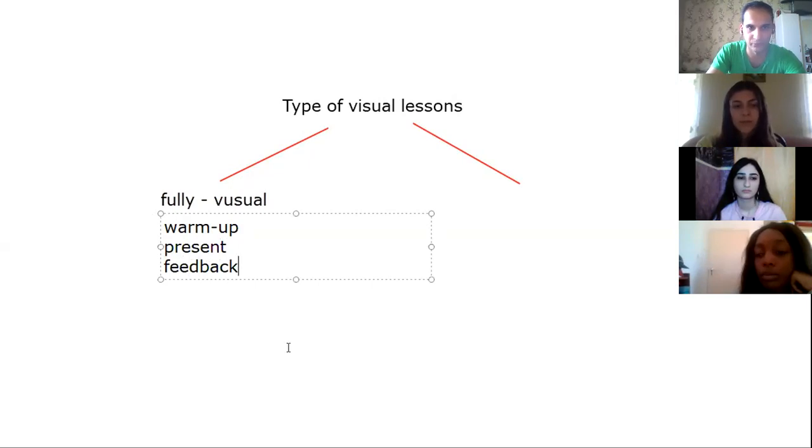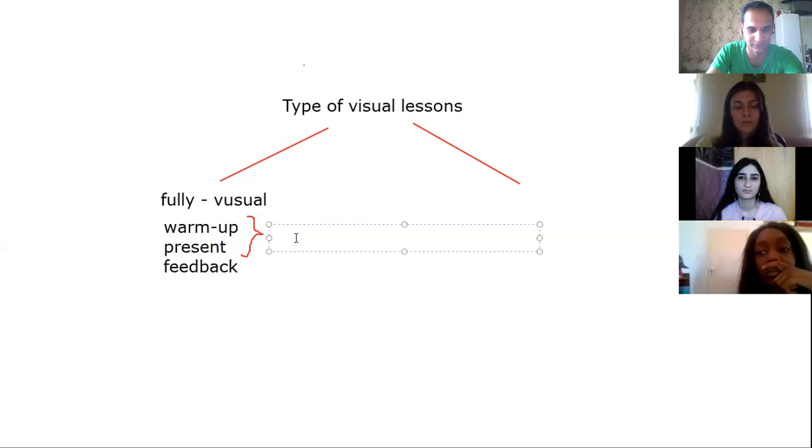In this type of lesson, warm up and presentation can be one. They can be visual, but for feedbacking, of course, I don't know if it's possible to have it visual. So feedbacking is a separate session, and warm up and presentation can be visual, as we had before, right?